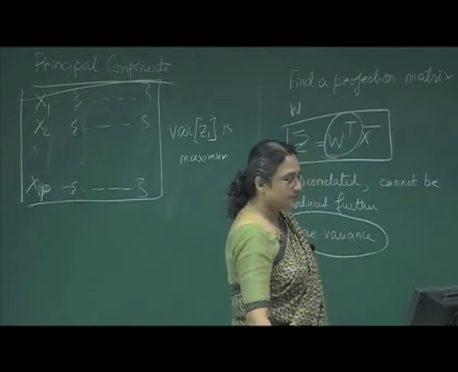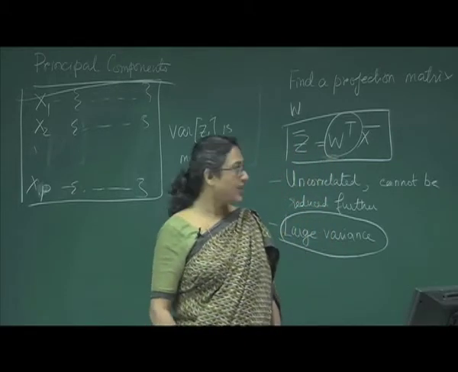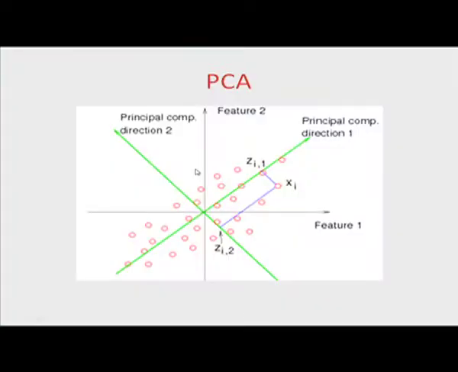Let us look at this picture in the slide. If you look at this slide, we see that these points in red are our instances. The first principal component is given by this green line. This green line gives the principal component direction 1, whereas this is the second principal component. So the first principal component is chosen based on largest variance. How do we choose the second principal component?